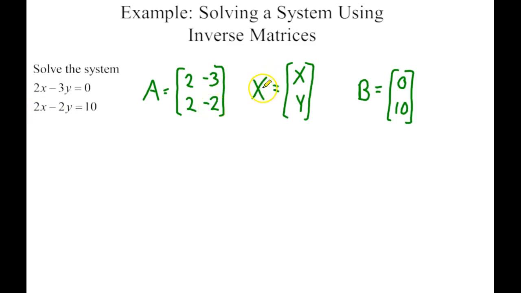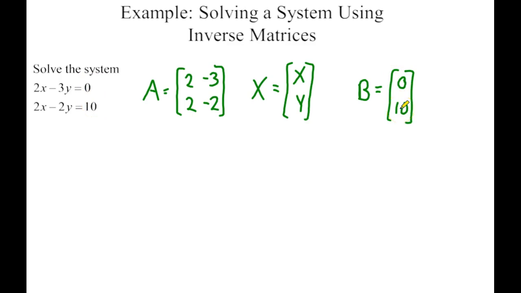Our variable matrix, which is matrix X, is going to consist of our variables. We have our variable X and our variable Y. This can tend to get confusing. We have a matrix that we refer to as X. We also have a variable X within that matrix, so don't get confused by that. And then matrix B is going to consist of our constants. So we have 0 and 10.